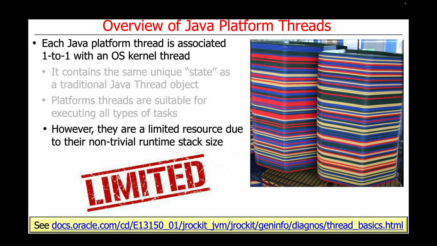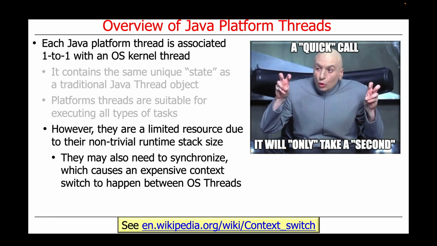However, platform threads are a limited resource due to their non-trivial runtime stack size. There are different stack sizes by default on different platforms. This link at the bottom of the slide gives you a summary of some of the default sizes on Windows and Linux and so on. But the key point is that it's not a trivial amount. It's typically 512 kbytes or a megabyte or so on, depending on different properties.